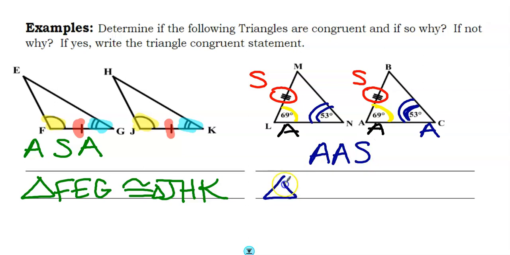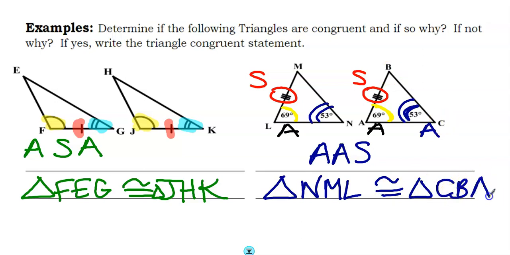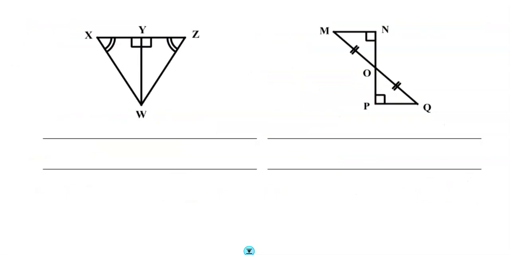and now I'm going to write my congruent statement. So I have NML. Again, it doesn't matter what I start with, but as long as it corresponds to the other one. Okay, so NML is congruent to triangle CBA. So NML CBA. Okay, so that's my triangle congruent statement. So I write down which one is it, ASA or AAS, and then I write down my triangle congruent statement.